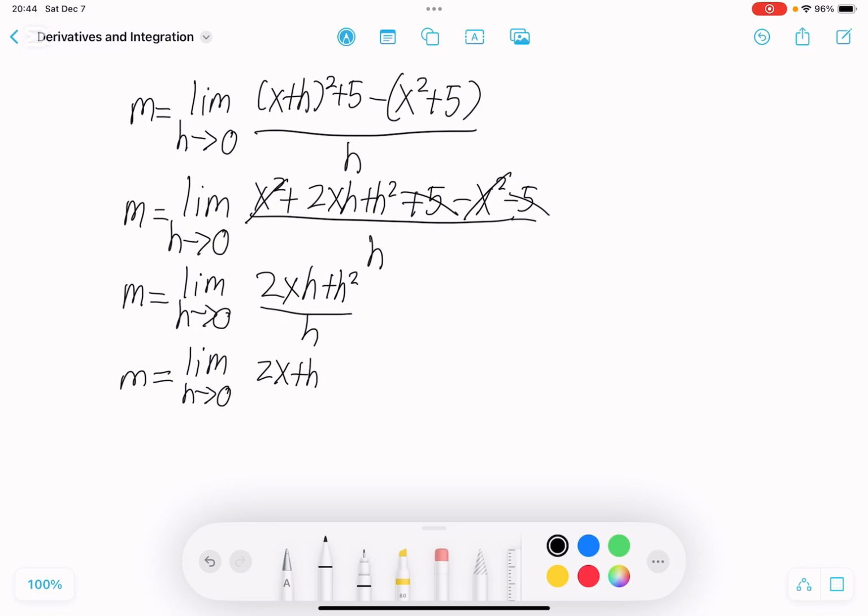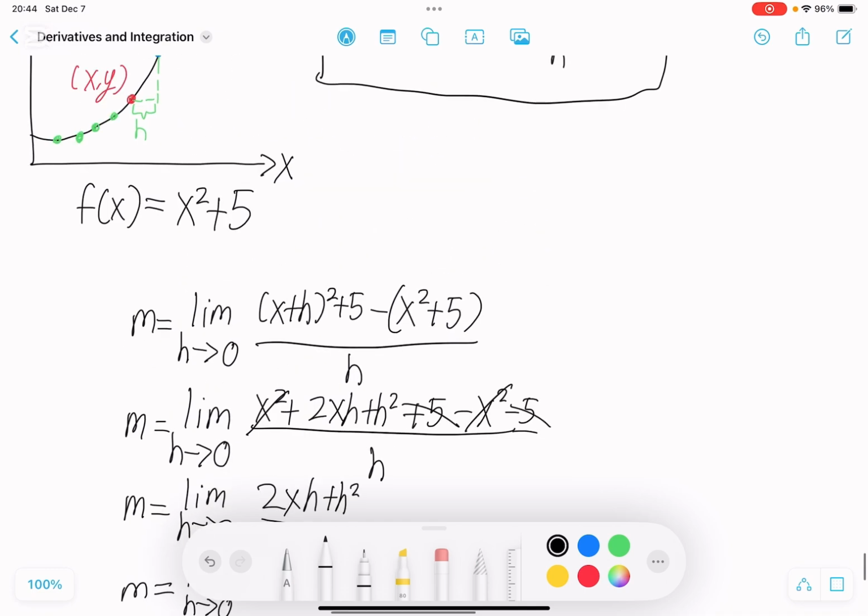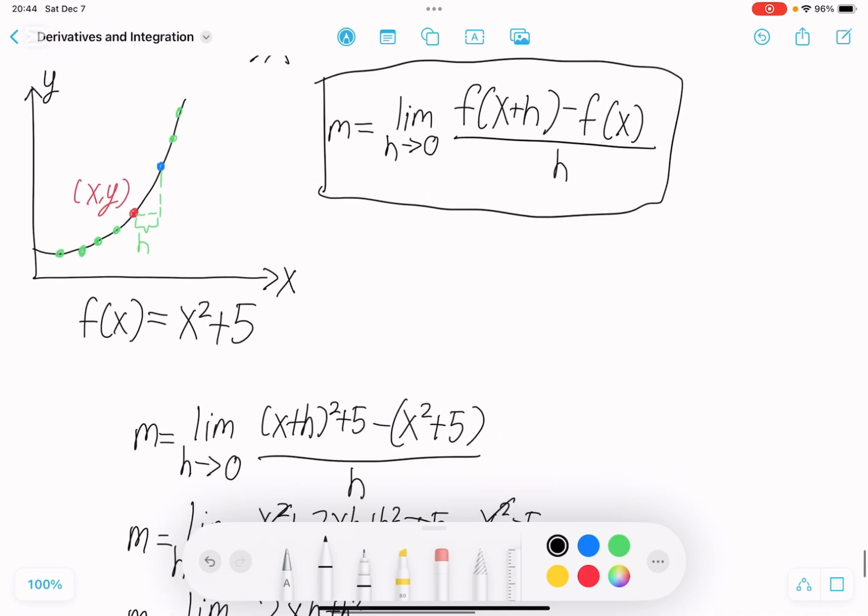So now we simply have to plug in h equals 0, because we don't have to worry about the denominator becoming 0, since there's no denominator anymore. So when we plug in h equals 0, this is just equal to 2x. So m equals 2x, meaning the derivative of this graph is 2x.